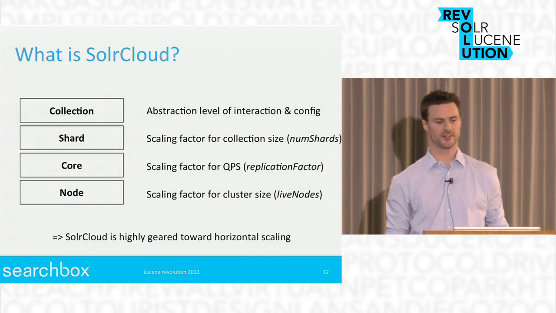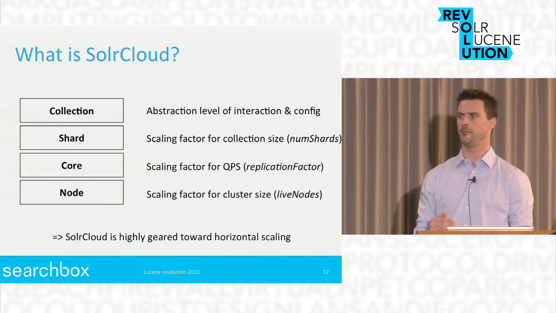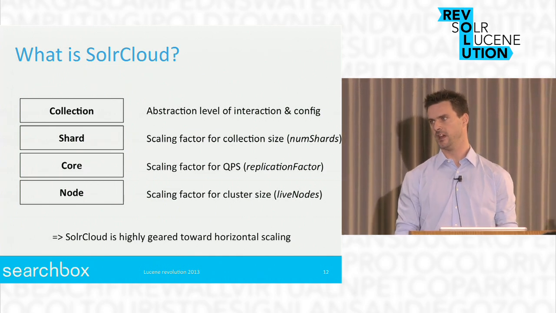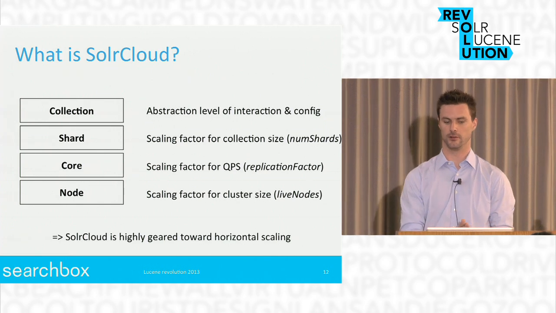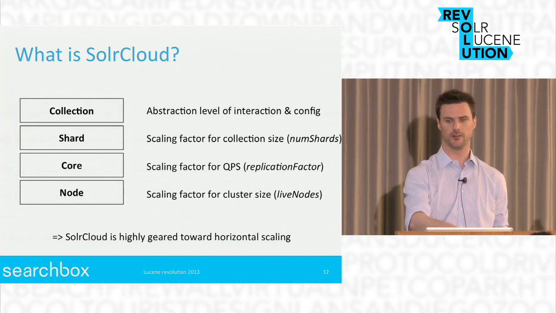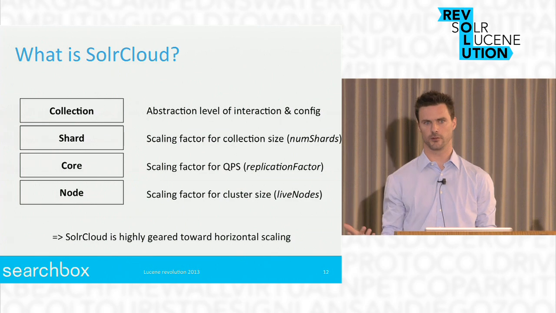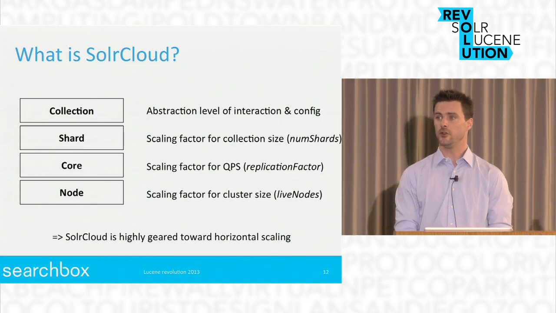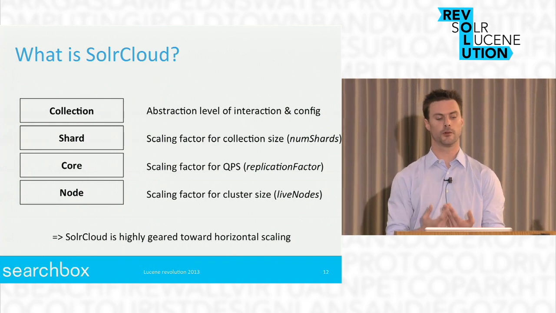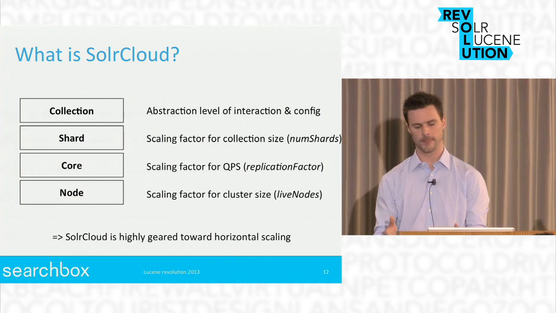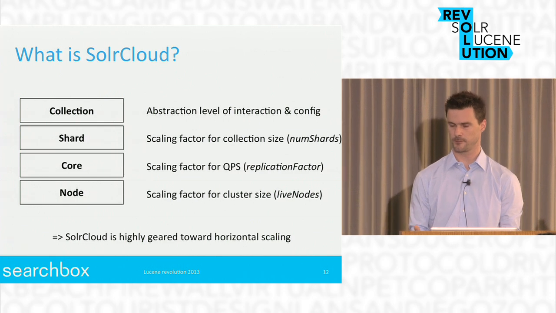A very interesting point about this is that each of these levels behaves as a scaling factor. If you have a very large collection, then you might have a scaling factor at the shard level. Okay? Then you see there's the num_shard parameter of your collection. If you need a higher throughput, a higher query per second, you might want to increase the number of cores, each representing a shard. This is your replication factor.